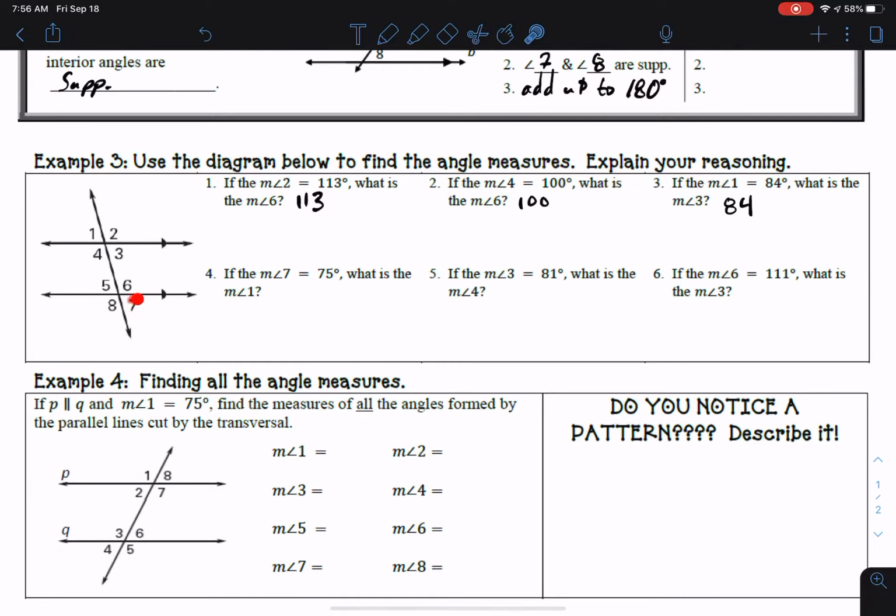Okay, what about angle 7? It's 75 degrees, and then angle 1. Well, if you look at this number 7, it's a small angle. Number 1, also a small angle. So they are the same. So 75 degrees.